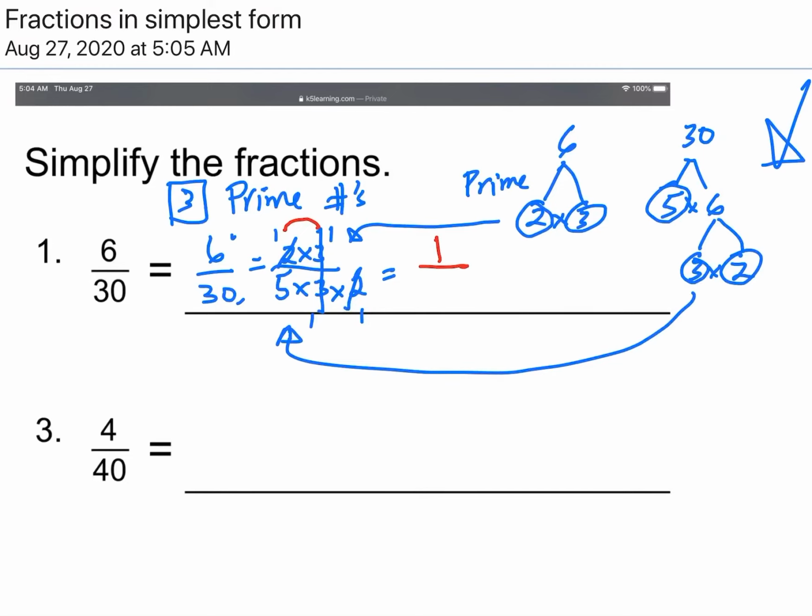And then 5 times 1 times 1 is 5. That's your simplest form.